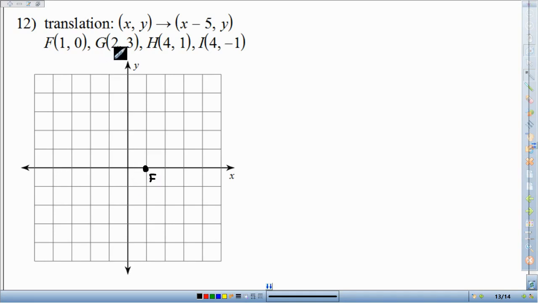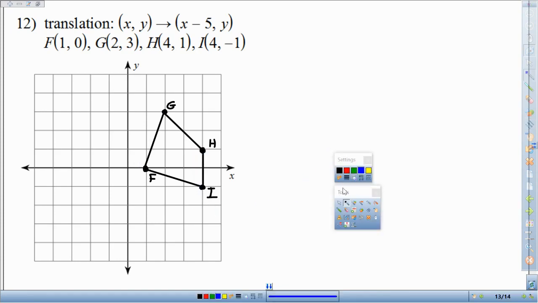Okay, G is at (2, 3), to the right 2, up 3. G. H is at (4, 1), to the right 4, up 1. And I is at (4, -1), to the right 4, down 1. Alrighty, so there is my shape, my original shape. Okay, now we're just doing the translation.